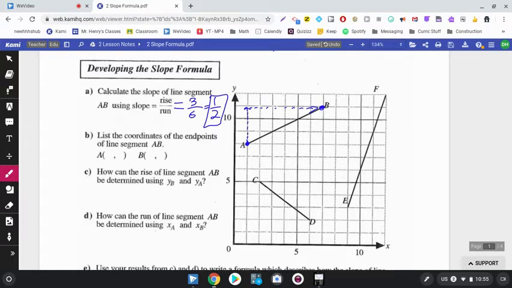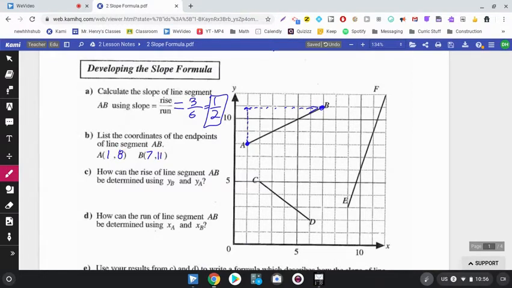Now let's actually talk about those endpoints. Let's talk about those coordinates. A is the point 1, 8. And then B is the point 7, 11. How can the rise of the line segment be determined using the y from point B and the y from point A? Well, my rise was 3, and those values would be 11 and 8.